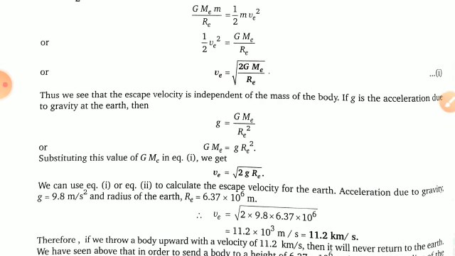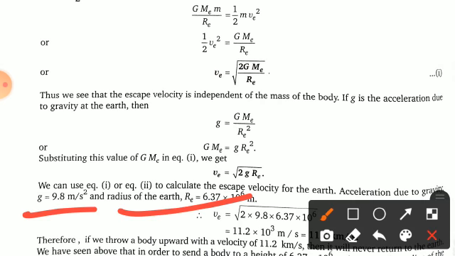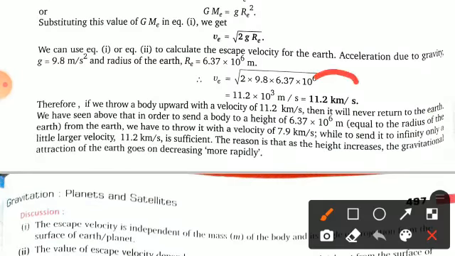The acceleration due to gravity comes out to be 9.8 and the radius of the earth is this. After putting all those values, you will get the escape velocity as 11.2 kilometers per second. It means if you project a body above the earth's surface with this velocity, then it will go out into space. Clear? So that is the thing written here.